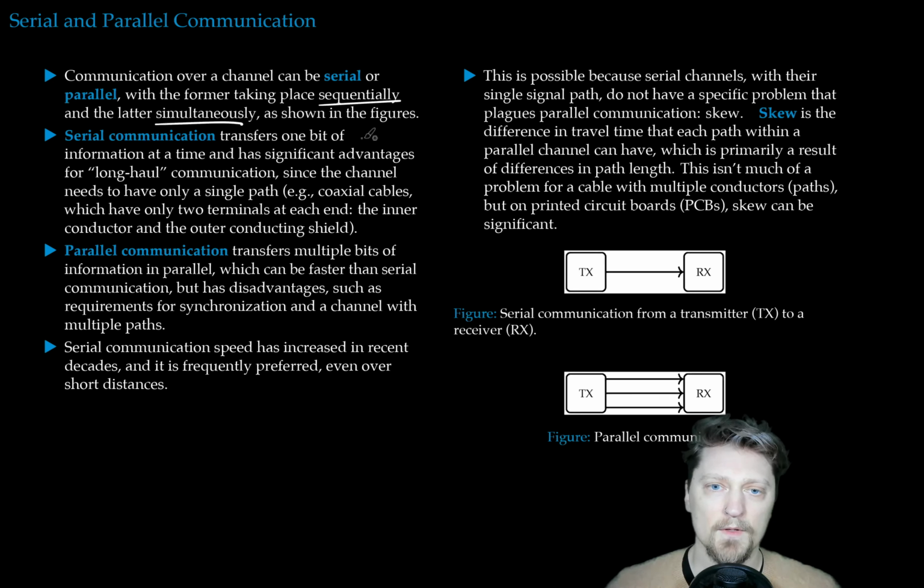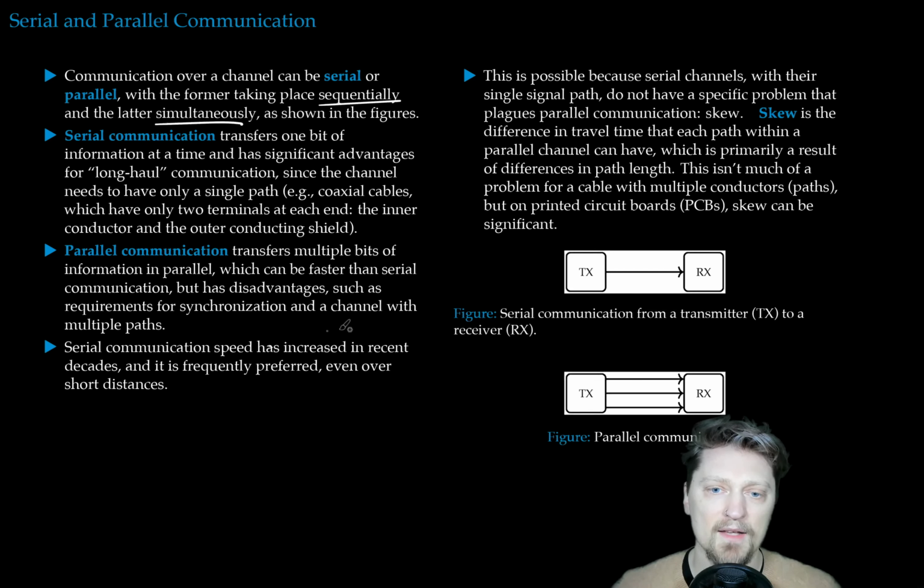Serial communication transfers 1 bit of information at a time and has significant advantages for long-haul communication since the channel needs to have only a single path, for example, a coaxial cable, which has only 2 terminals at each end, the inner conductor and the outer conducting shield. So you don't need to have a bunch of wires. Parallel communication transfers multiple bits of information in parallel, which can be faster than serial communication but has disadvantages, such as requirements for synchronization and a channel with multiple paths.